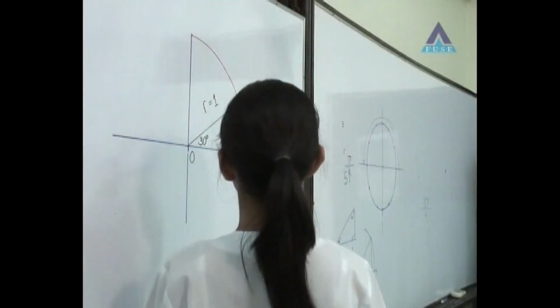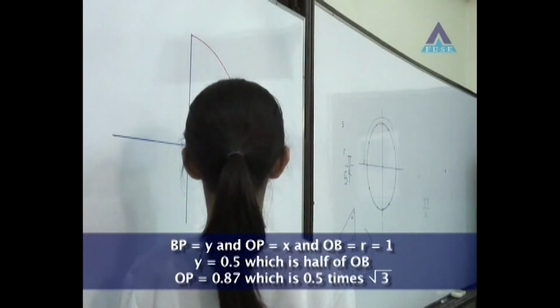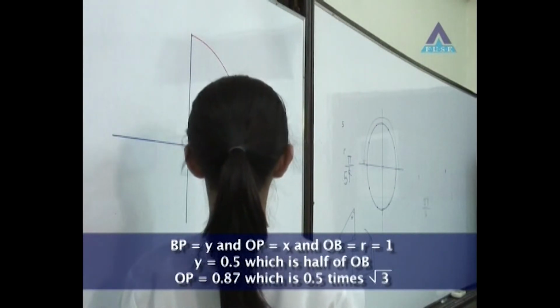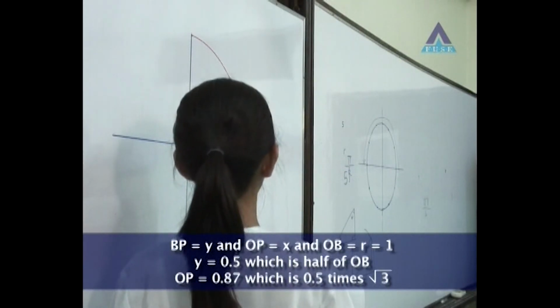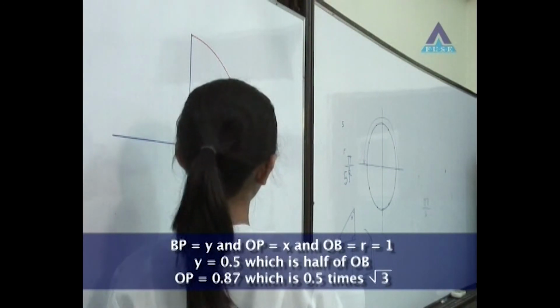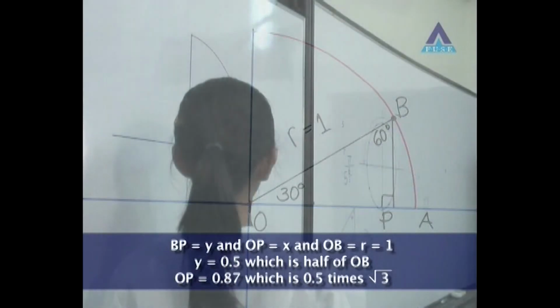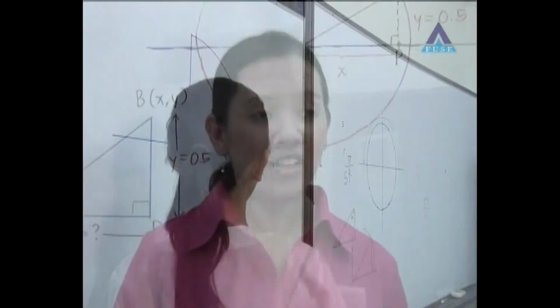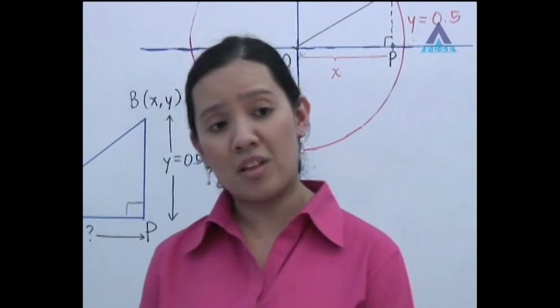Sure, ma'am. Look at this. OB is equal to 1 unit, which is the radius of the unit circle, and this is the hypotenuse of triangle OPB. The shorter leg is half the hypotenuse, so it must be 0.5, which is the ordinate of point B, and side OP, which is the x-coordinate, is equal to 0.5 times square root of 3, or equivalent to 0.87. Great! Would anyone like to verify the coordinates of point C using this method?